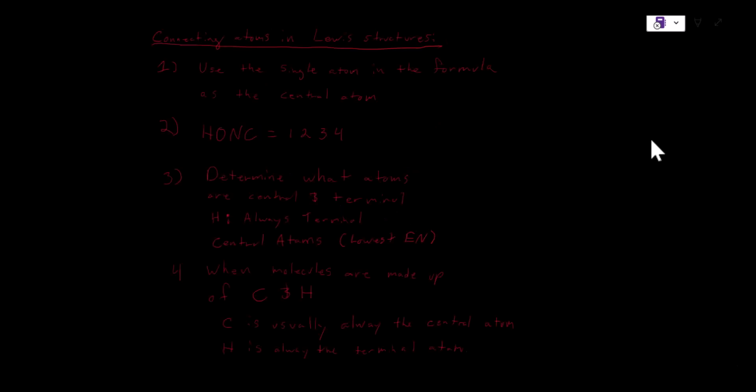So in summary, the first tip, use the single atom in a formula as the central atom. The second tip is the HONC method. H-O-N-C equals 1, 2, 3, 4. And the third tip is to determine what atoms are central and terminal atoms. Hydrogen is always a terminal atom, and the central atom is usually the lowest in electronegativity. And the fourth tip is when molecules are made up of carbon and hydrogen, carbon is usually the central atom, and hydrogen is always the terminal atom.